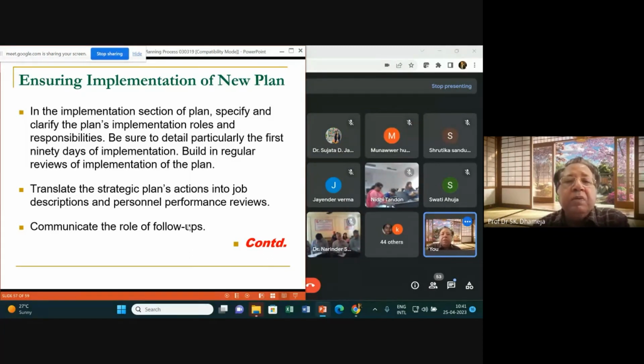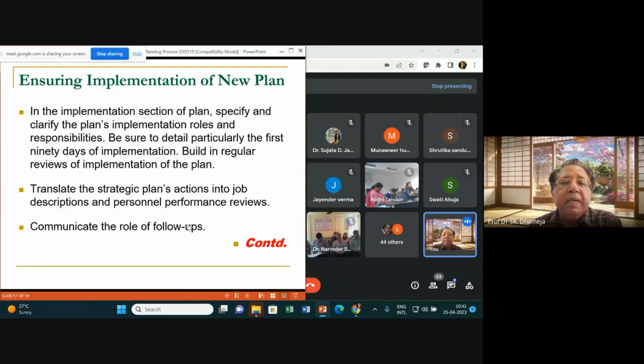Be sure to detail particularly the first 90 days of implementation. Very important, I repeat. Be sure to detail particularly the first 90 days of implementation. Build in regular reviews of implementation of the plan. There could be a quarterly review, there could be a monthly review, there should be a specified duration review.